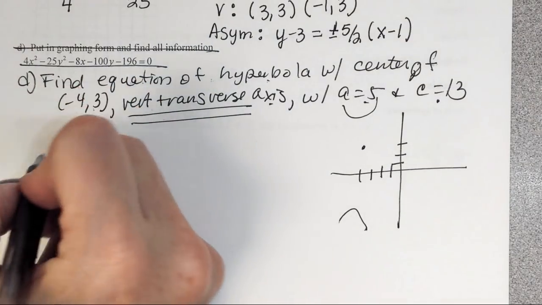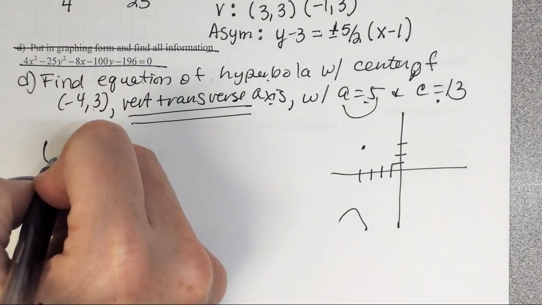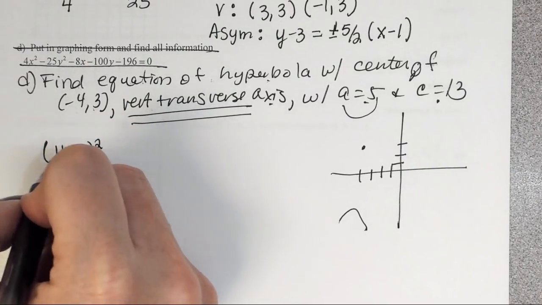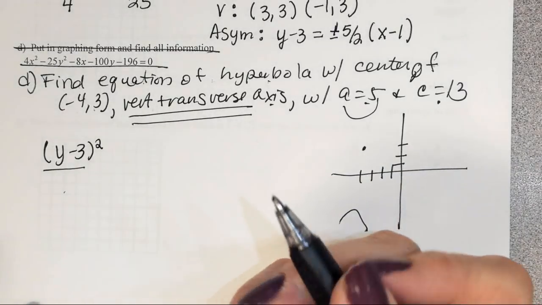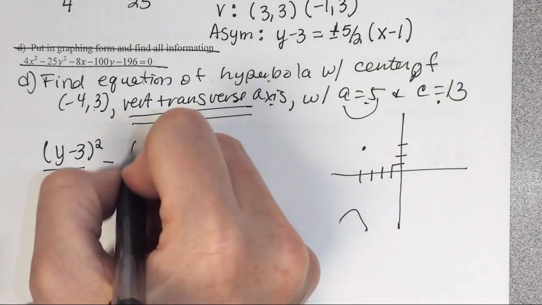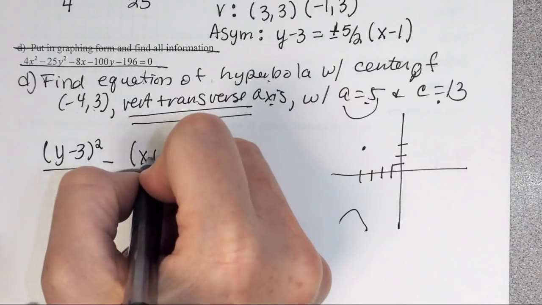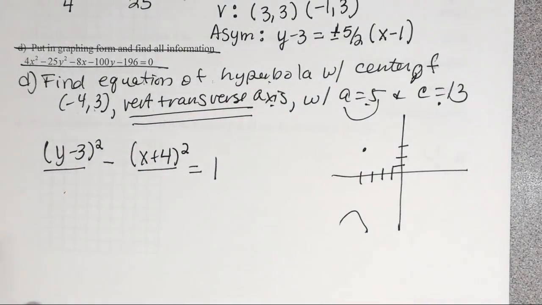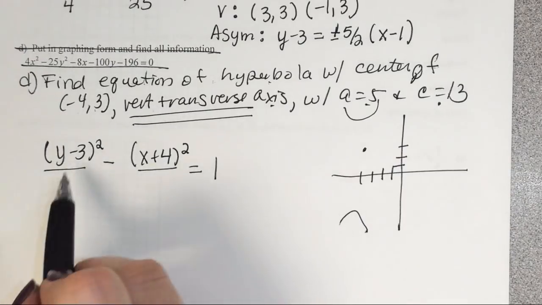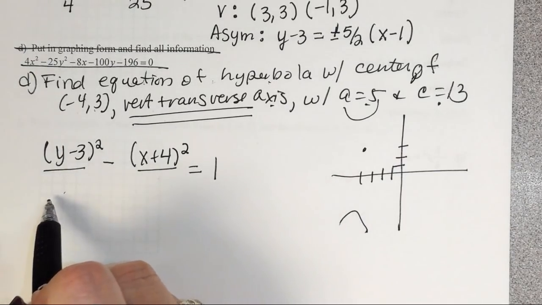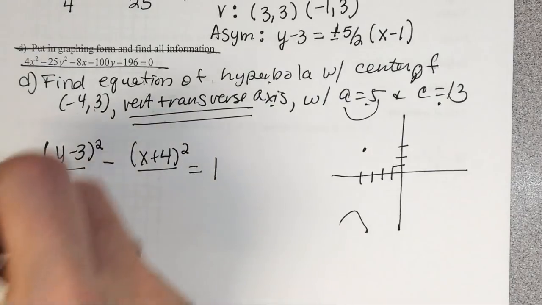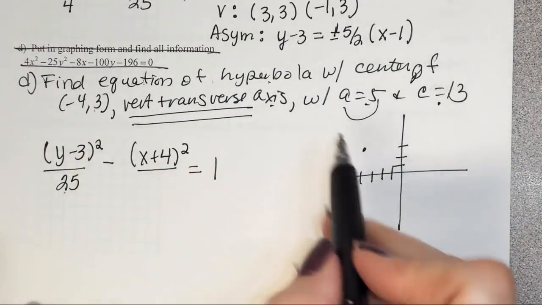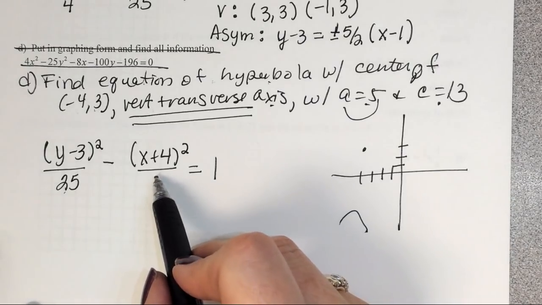Y. So how's it going to go? Y minus 3, right? Over something, I don't know what yet. Minus what? And I don't know what goes under there yet. Equals 1, right? Now, what did we always say about A and B? What always comes first? A. So what's going to go under here? 25. Okay. Now I have to figure out what B is, because B goes under here.